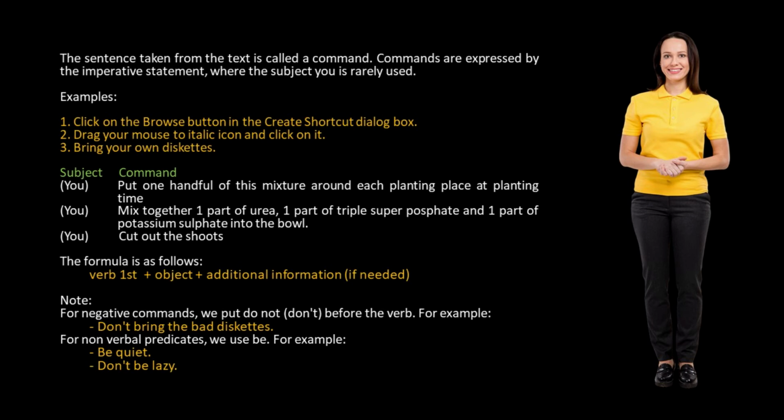The formula is as follows. Verb first, plus object, plus additional information, if needed. Note. For negative commands, we put do not, don't, before the verb. For example, don't bring the bad diskettes. For nonverbal predicates, we use be. For example, be quiet. Don't be lazy.